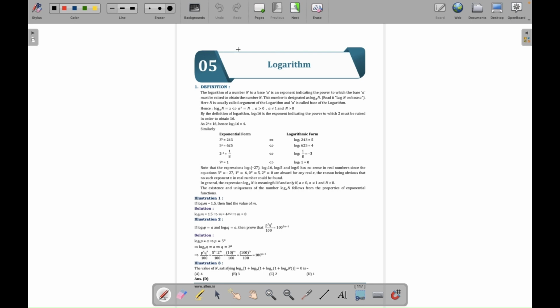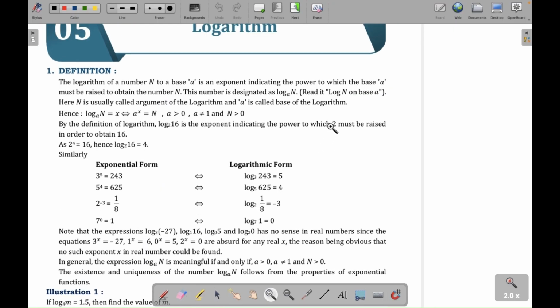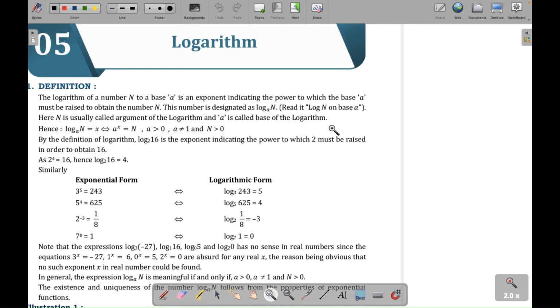So today we are going to start with this chapter, logs. Have you studied this chapter before or gone through this? Any idea about what logs are? Okay. So in the previous classes we studied about pH, right?